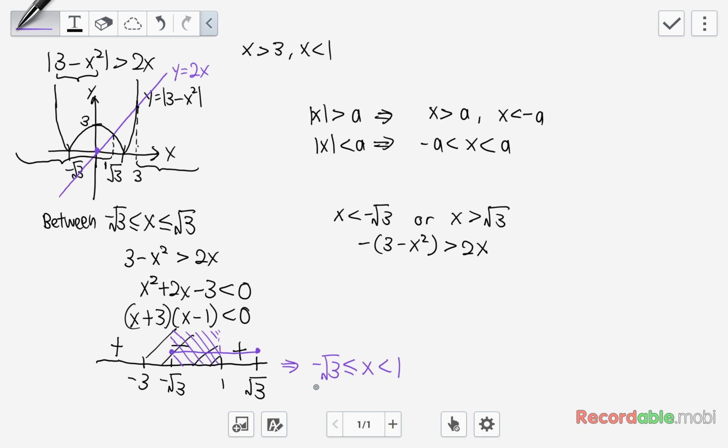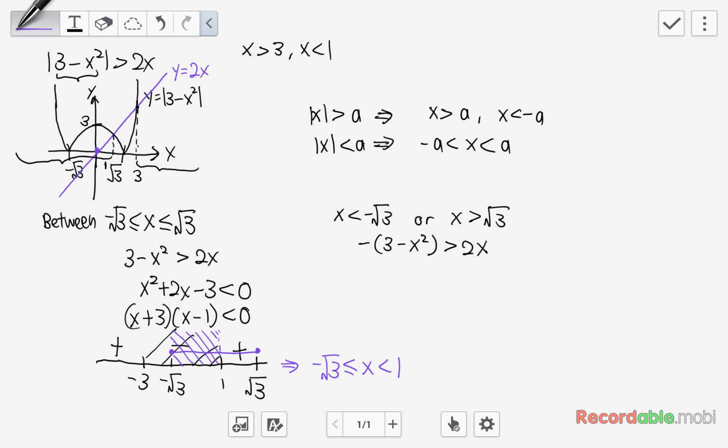But can we include minus root 3? If you include minus root 3, yes, the number is still smaller than 0. And between minus root 3 and root 3, the equation is defined as this one. So we want that.